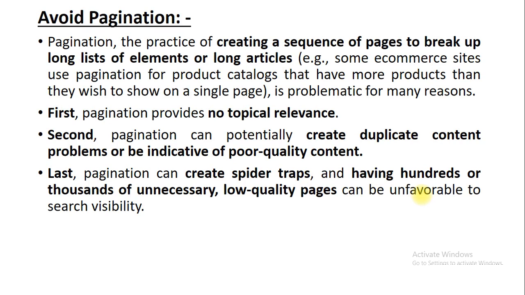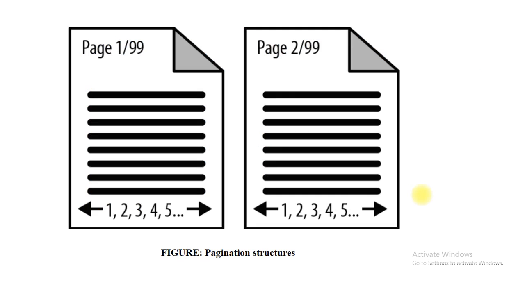Now avoid pagination. See, we are discussing the topics which are related with creating an optimal information architecture. Avoiding pagination is such. Before discussing the given point, I would like to share some slides which are related with the figure of pagination structure.